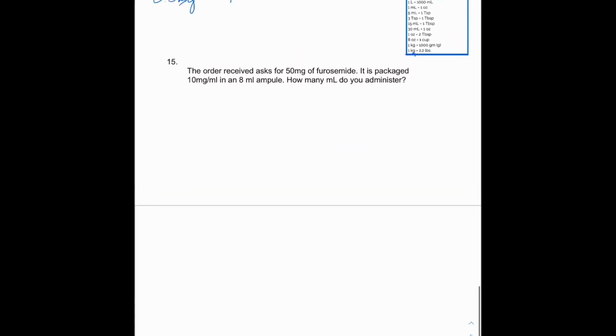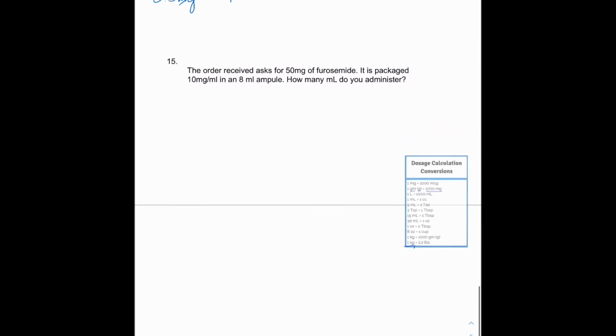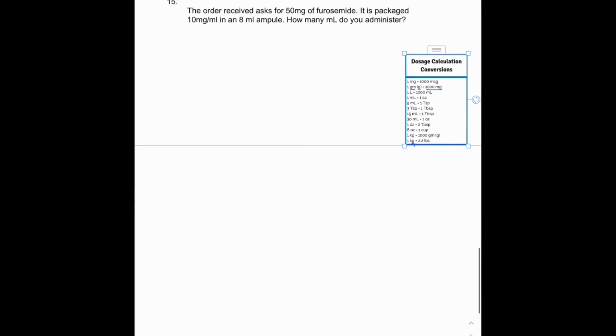All right, last one. Again, another kind of regular word problem. This is the order received asks for 50 milligrams of furosemide. It's packaged 10 milligrams per mil in an 8 mil ampule. How many mils do you administer? Now, don't get freaked out because it's an ampule and this is an injection type question. It doesn't really matter. It's the same process, and that's why I put this one next to this one, because I wanted you to see that as we progress forward, even into the injection dosage calculation, parenteral medications, it's still going to be the same process.